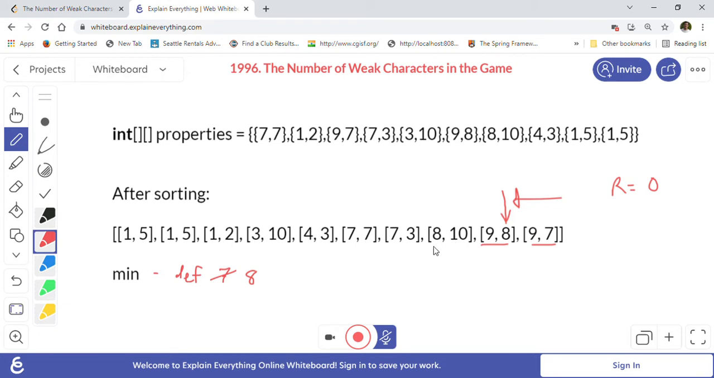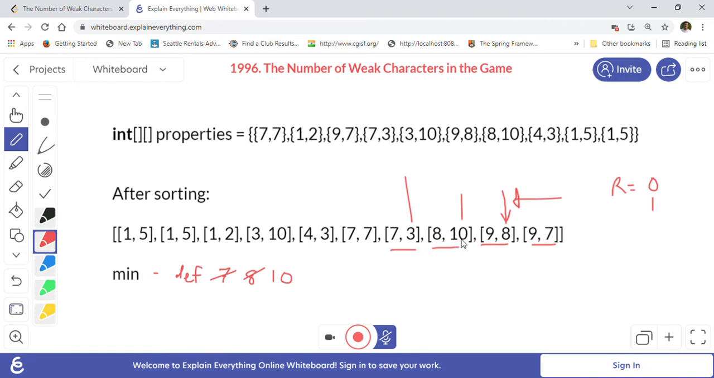Now we will visit 8 comma 10 and again check the defense power. 10 is not less than our minimum 8, so we update our minimum to 10 now. After that, we go to 7 comma 3 and again check the defense power. 3 is less than 10, so we update our count to 1, because we are finding one weak character.